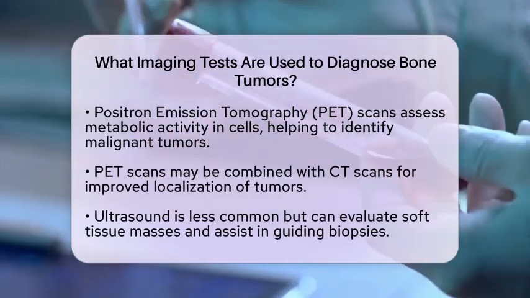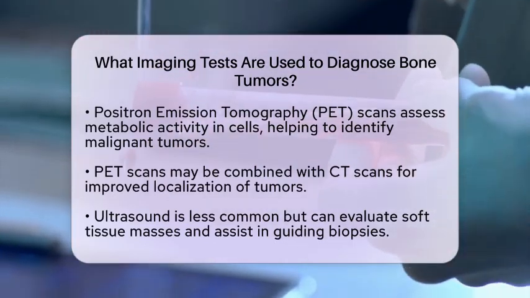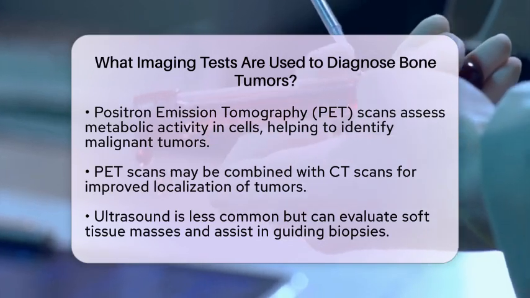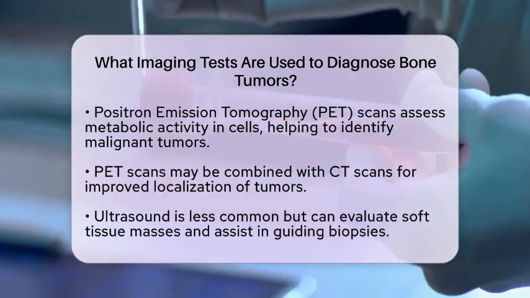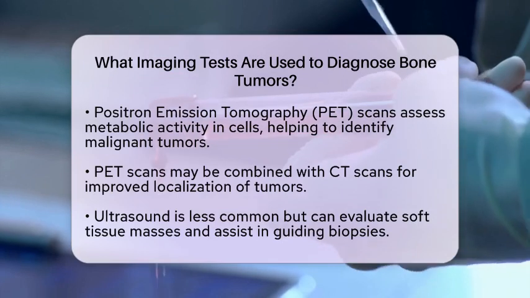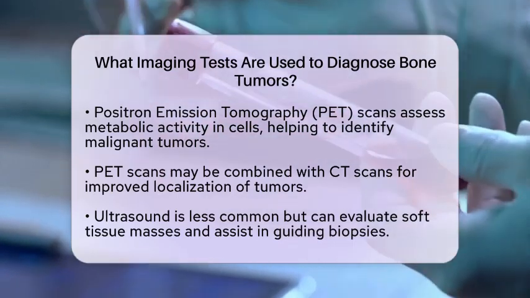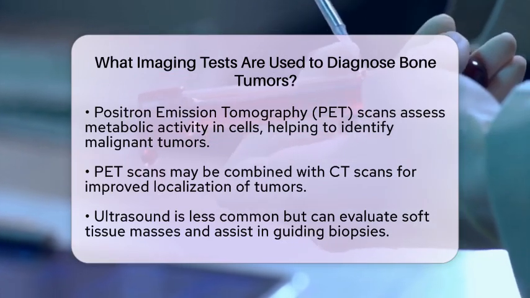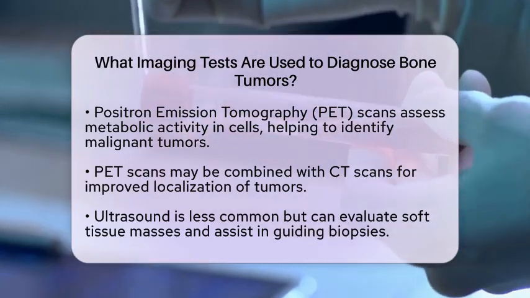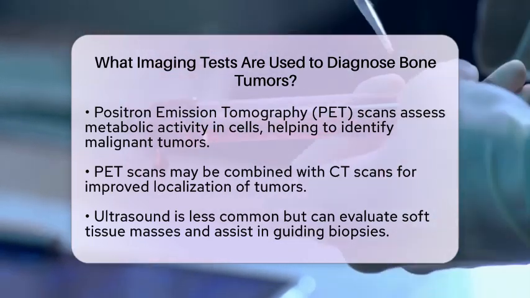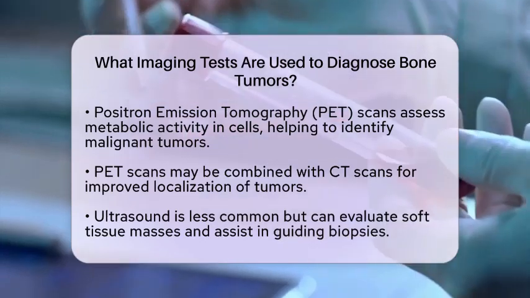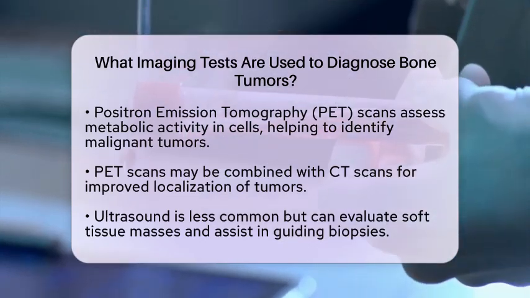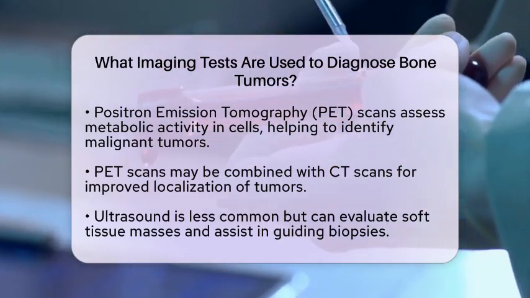The positron emission tomography scan, or PET scan, is another valuable tool. PET scans detect the metabolic activity of cells using radioactive tracers. Since cancer cells often have higher metabolic rates, PET scans can help identify malignant bone tumors and metastases. Sometimes, PET scans are combined with CT scans for more precise localization.